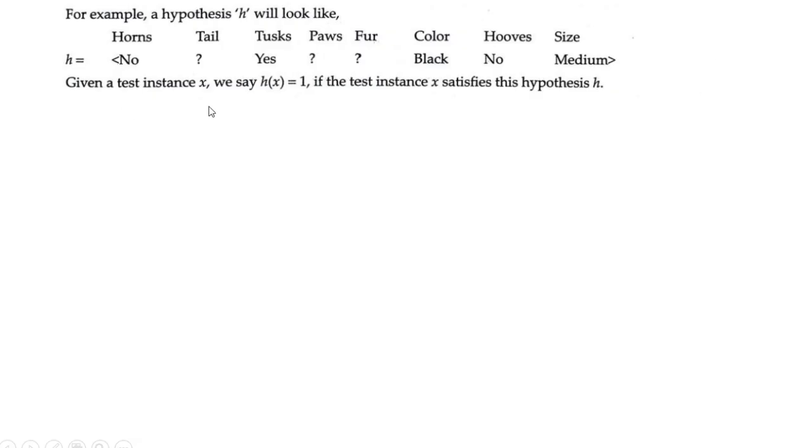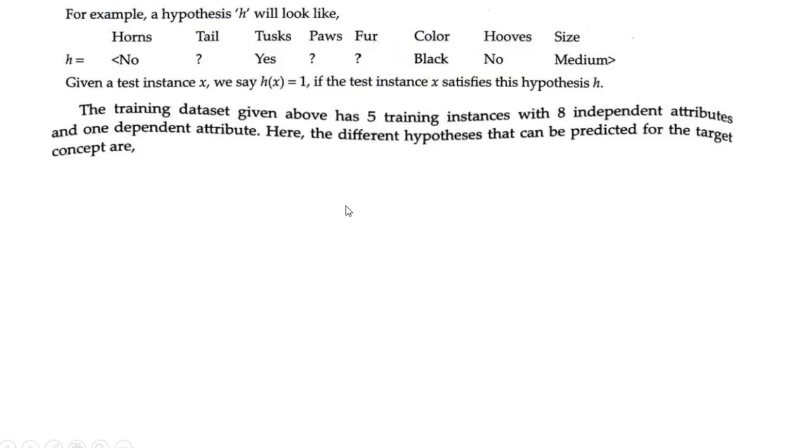So given a test instance x, we say h of x is equal to 1 if the test instance x satisfies this hypothesis, right? So if I have a test instance x, I can say that the h of x is 1 if this condition is satisfied. The hypothesis is 1 if this condition is satisfied. Okay, so I just showed you the table where I had a training data set where I had some 5 training instances and 8 independent attributes.